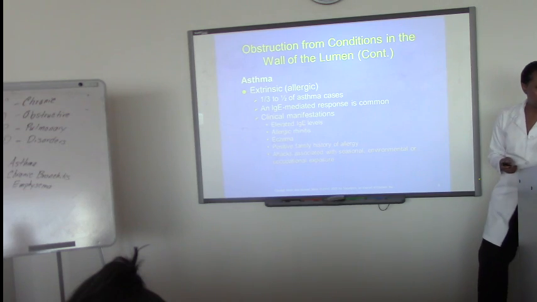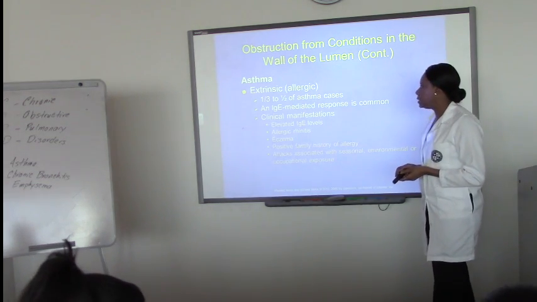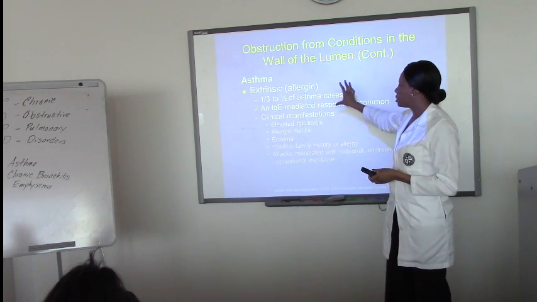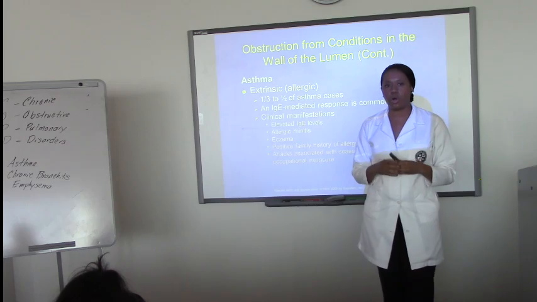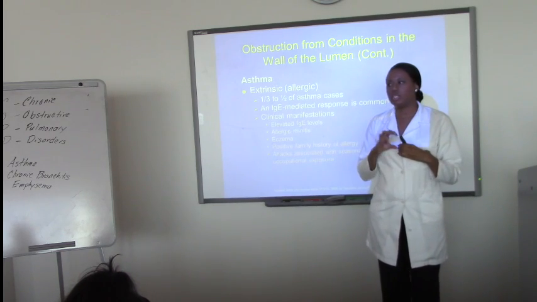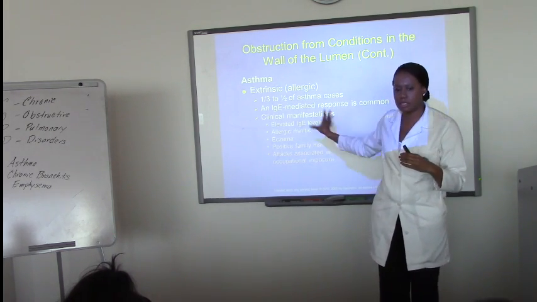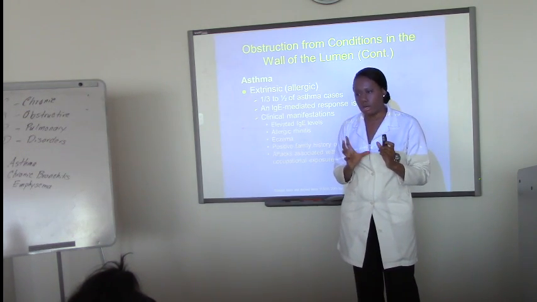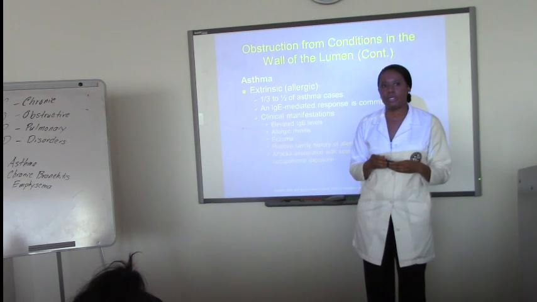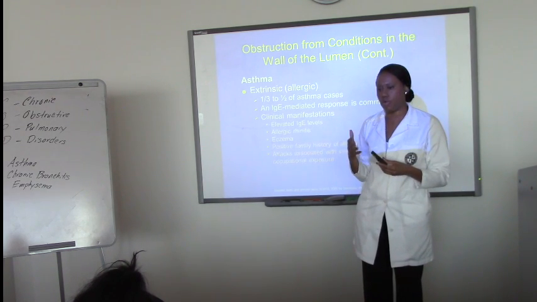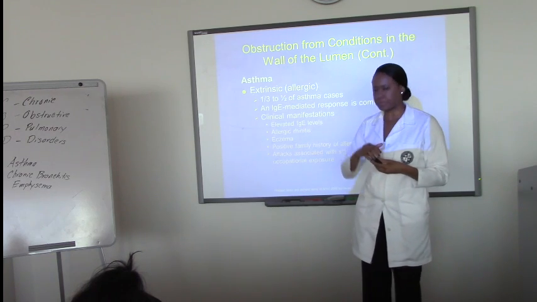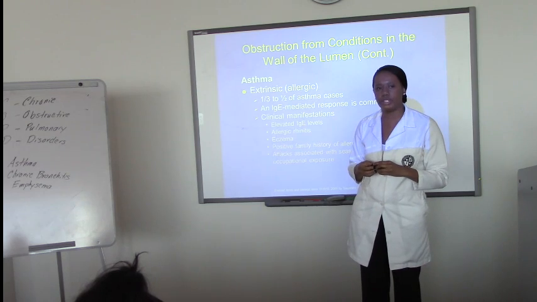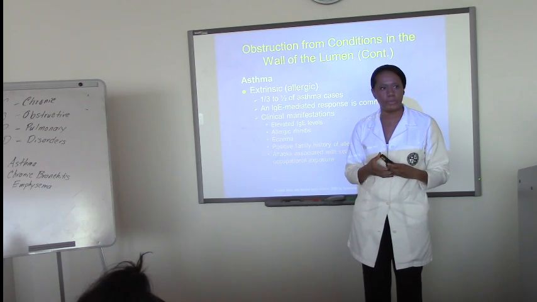Now, they do have what is called the extrinsic or allergic type of asthma. Now, this is the most common type. They do have another type called the intrinsic type. The intrinsic type, if you want to jot this down because it's not on the slide, does not have a known cause, but it happens in individuals that are over 40. So when people get an adult type of onset of asthma, that's usually more of the intrinsic form.